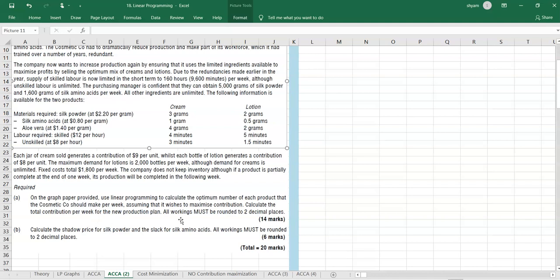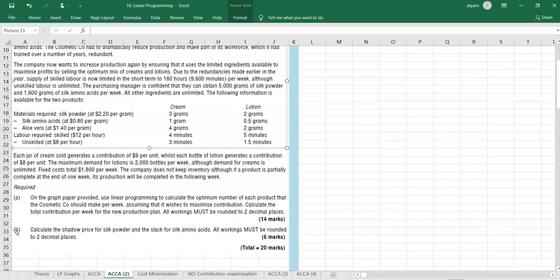For the new production plan, all workings must be rounded to 2 decimal places. Calculate the shadow price for silk powder and the slack for silk amino acids. All workings must be rounded to 2 decimal places. So you have to find out the shadow price for silk powder and the slack for silk amino acids.